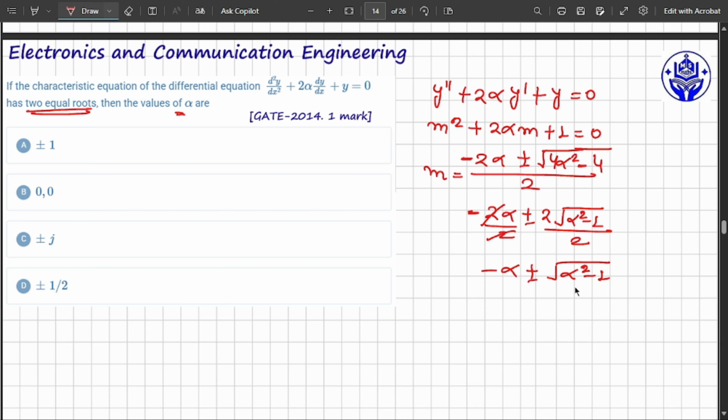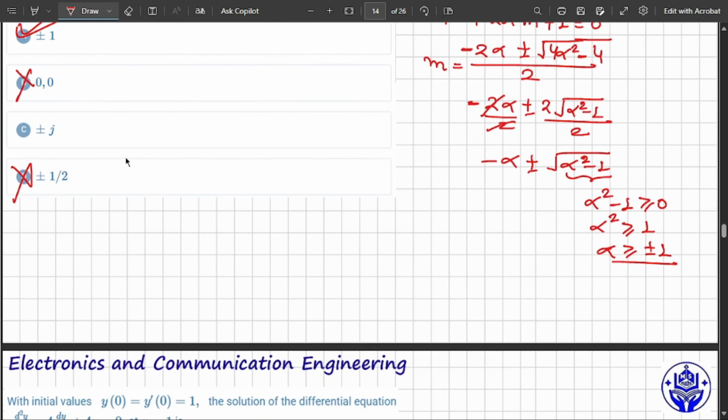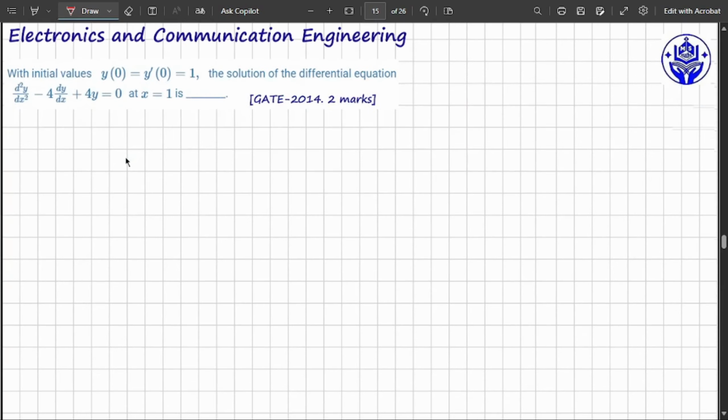One thing is that this option we can't discard for now, but if it has real roots, then inside the radical part it must be greater than 0. It means alpha square minus 1 must be greater than 0, then alpha square must be greater than 1, then alpha must be greater than plus minus 1. Not 0, not 1 by 2, and the most correct answer for this will be plus minus 1. So this is the concept of this question.